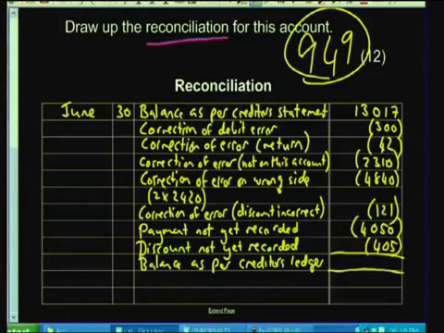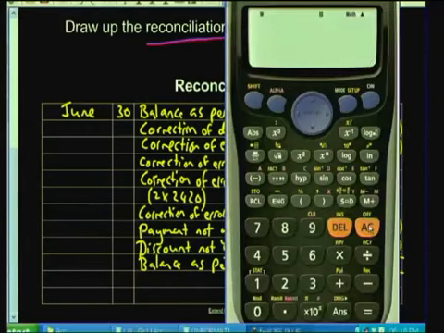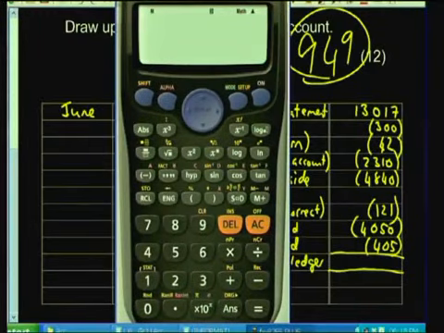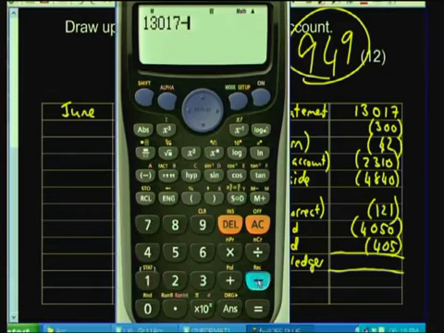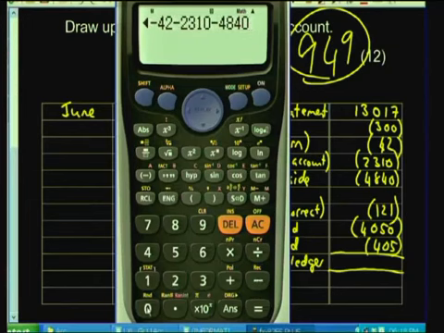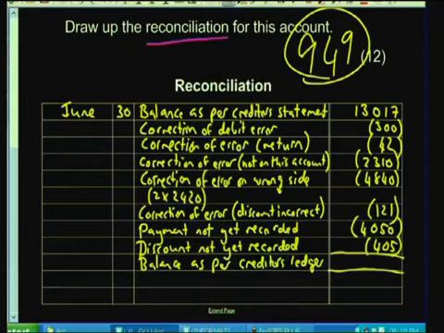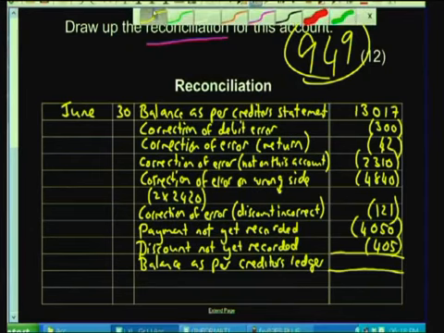So let's do the sum. Clear everything on the calculator here. We started off with a balance of 13017. We're going to subtract 300. We're going to subtract 42 because those figures are in brackets, minus 2310, minus 4840, minus 121, minus 4050, minus 405. Going to cross our fingers and hope when we press equals, and there it is, 949 Rand. We've got the number that we've hoped we've gotten, and so we can just fill it in, and now we're done with the question.